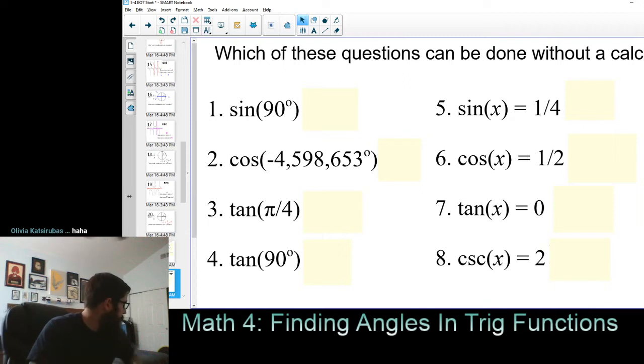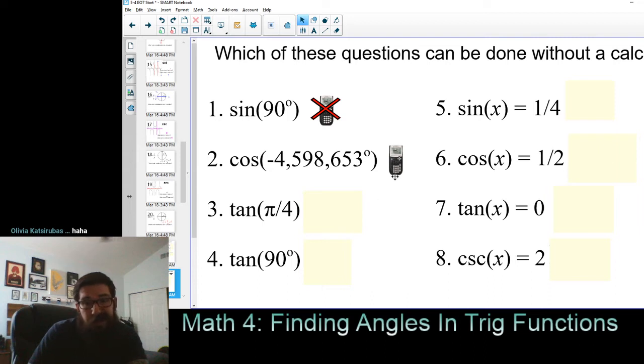Now, which of these sort of things could be done without a calculator? You could do sine of 90 without a calculator, no problem. Could you do this one? Absolutely not. That's so many revolutions of a unit circle, we have no idea. Need a calculator for that. We're showcasing which ones would, because you might see a question or two on your quiz, but we're not going to make you use any calculators for that.